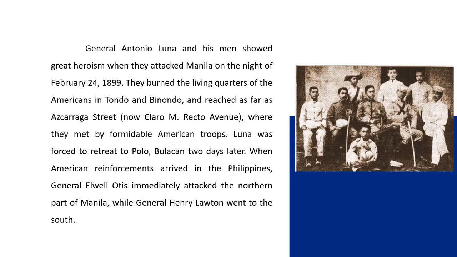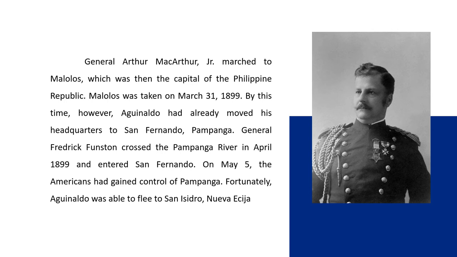When American reinforcements arrived in the Philippines, General Elwell Otis immediately attacked the northern part of Manila, while General Henry Lawton went to the south. General Arthur MacArthur Jr. marched to Malolos, then the capital of the Philippine Republic. Malolos was taken on March 31, 1899. By this time, however, Aguinaldo had already moved his headquarters to San Fernando, Pampanga. General Frederick Funston crossed the Pampanga River in April 1899 and entered San Fernando. On May 5, the Americans had gained control of Pampanga. Fortunately, Aguinaldo was able to flee to San Isidro, Nueva Ecija.